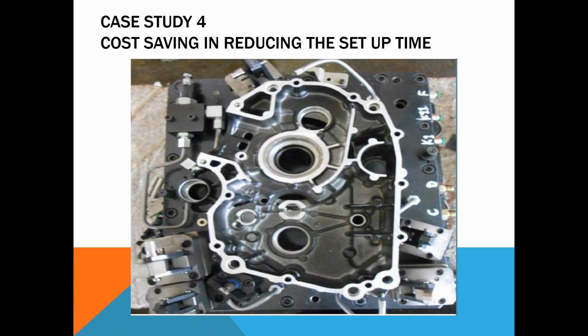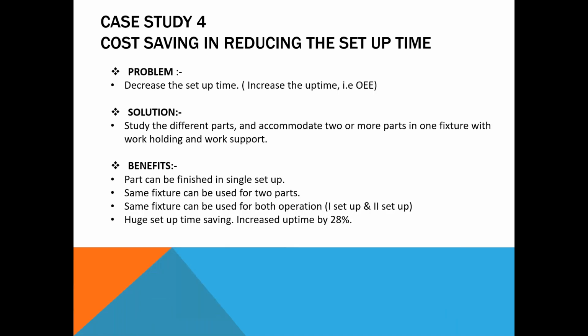What we have done is we have designed a fixture in such a way that, you can see here, C, D, K1, K2, K21F. We designed the fixture in such a way that only by putting those parts here, it can be used for 2 different parts. So we studied different parts, and we were able to accommodate both parts in one fixture, and these parts can be finished on it, and we had a huge setup time which was reduced by up to 28%. We can reduce the setup time.